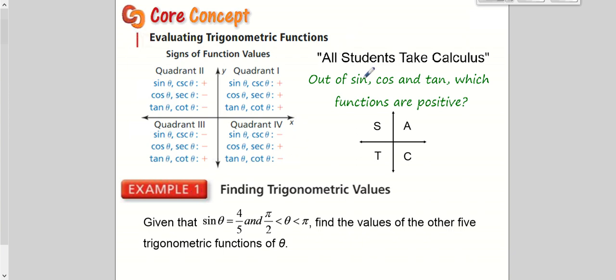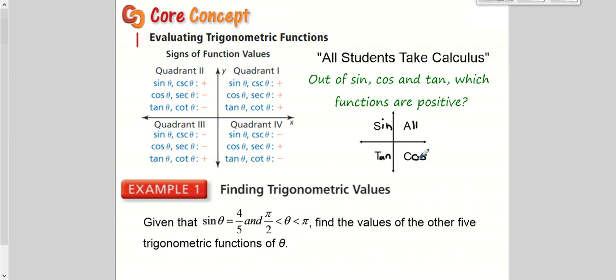So if we focus on just the sine, cosine, and tangent, knowing that the other three are their reciprocals and will have the same sign, which functions are positive? All of them. Just the sine value, just the tangent, and just the cosine.